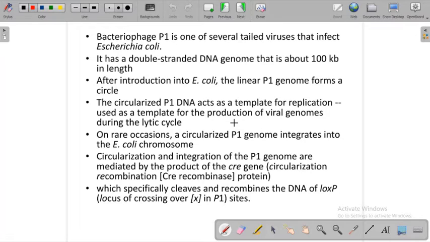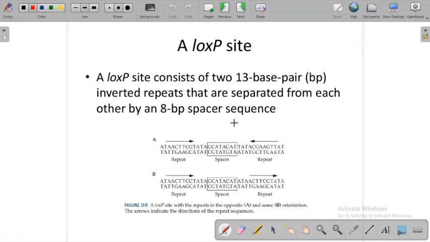Now what is LoxP? It is the site, the locus of crossing over, in the P1 genome. So that is called locus of crossing over X, and that's why it is called the LoxP site. Now I know that it is a bit confusing because of theory. We'll just shift to the diagram to see what happens.